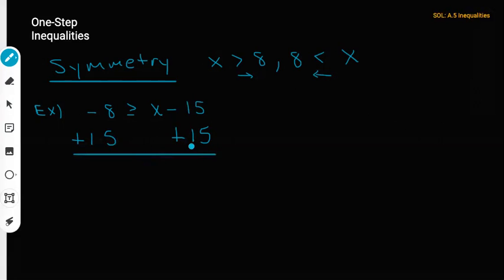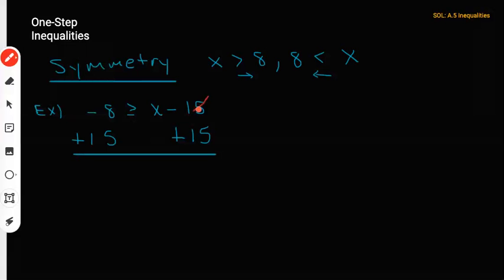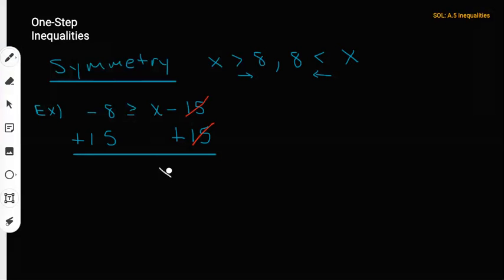So the -15 and the positive 15 are going to cancel out. So this and this are gone. I'm only left with an x down here. The inequality symbol, I'm going to bring down as it is, greater than or equal to. And then 15 plus -8 is going to give me a positive 7. So my answer is going to be 7 is greater than or equal to x.